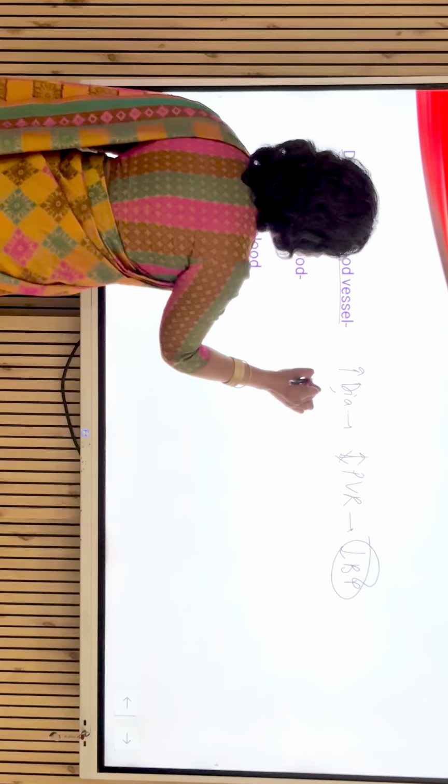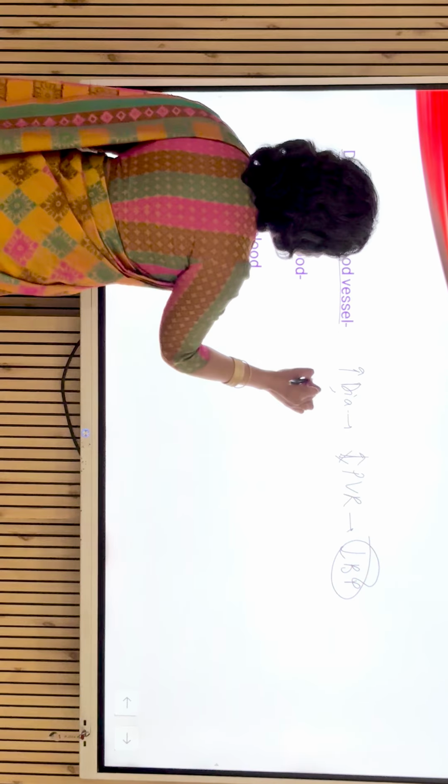Next factor is viscosity of blood. Again, the more the viscosity, the more the peripheral vascular resistance, because an increase in viscosity means an increase in resistance towards the flow of blood, and an increase in peripheral vascular resistance means an increase in diastolic blood pressure. Vice versa is also true. A decrease in viscosity means a decrease in resistance, and a fall in arterial blood pressure will be observed.